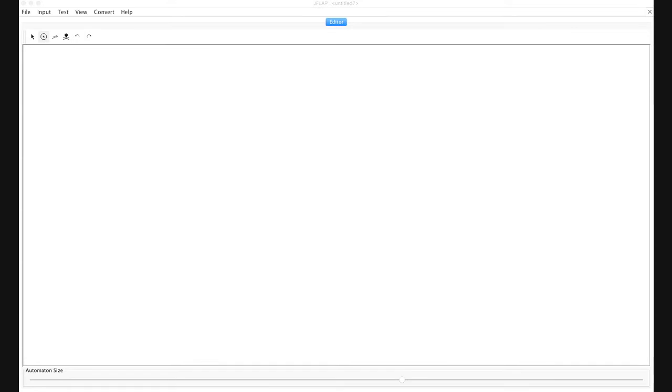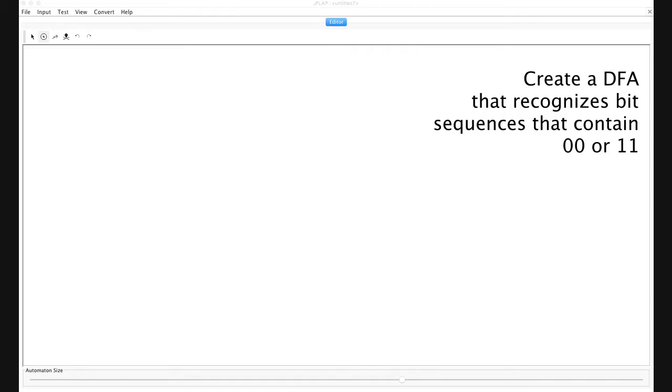Let's take a look at a couple of examples of DFAs. In the first one, we're going to consider bit sequences that contain 2 zeros in a row or 2 ones in a row. This means our alphabet is the set of the bits 0 and 1.